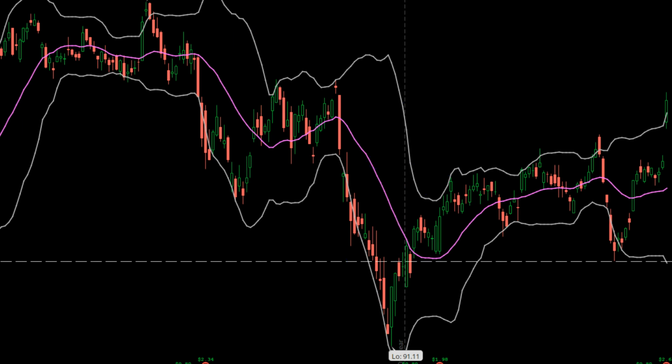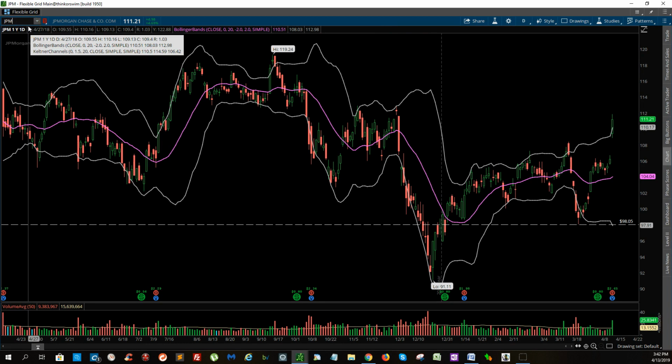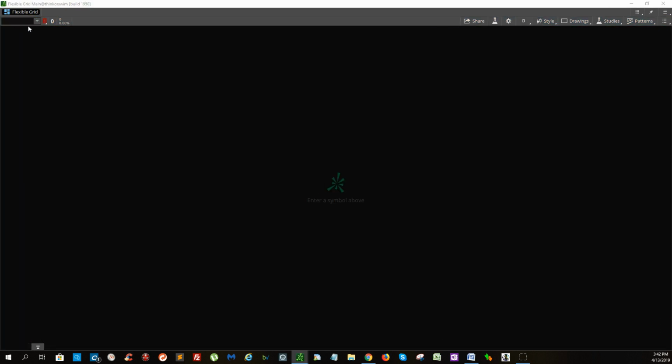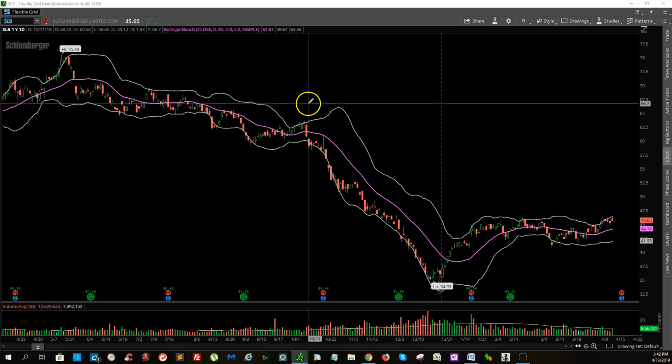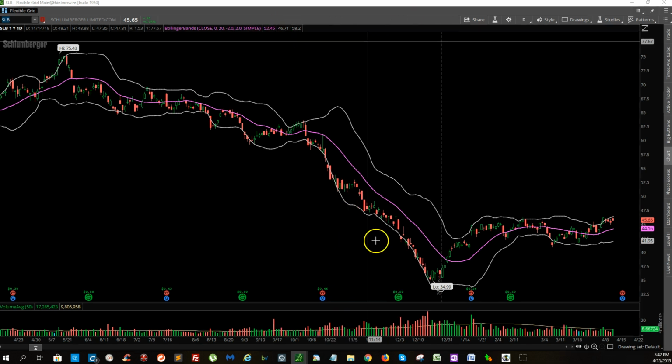So, all right, cool. Let's go ahead and move on. Hope you guys like that one. I think that's one of my favorite Bollinger Band trading strategies, to be honest with you. One more quick example, because this one's really good too, of walking the bands, just so we solidify it and drive the point home.